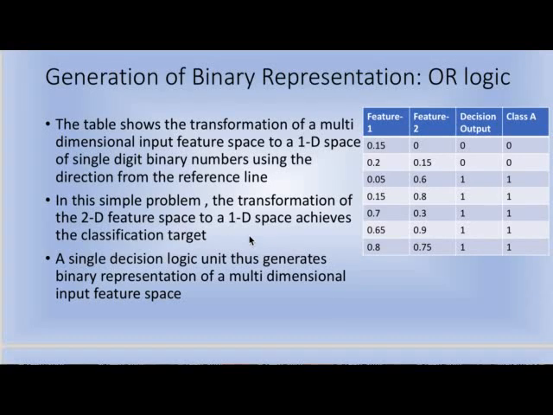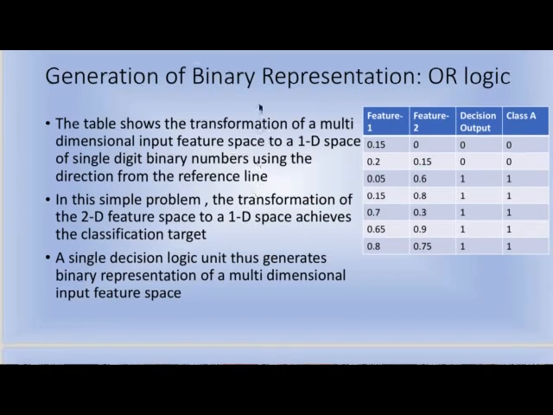So decision output values are actually the same as the desired output target values. That means the problem is solved based on this line, and this line is actually a representation of a neuron, or geometrical projection of a neuron, and this is also called an OR logic problem. Any linearly separable problem is an OR logic problem that can be solved using a single decision unit or a single decision line.